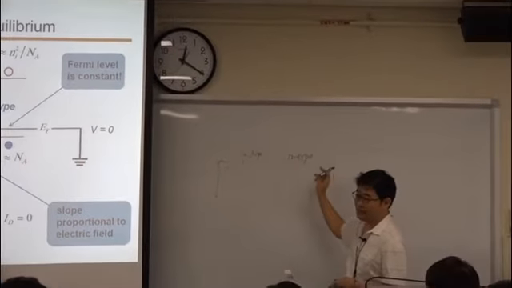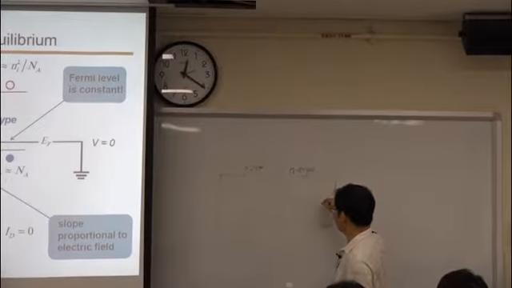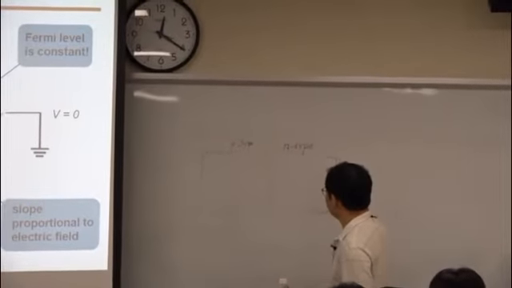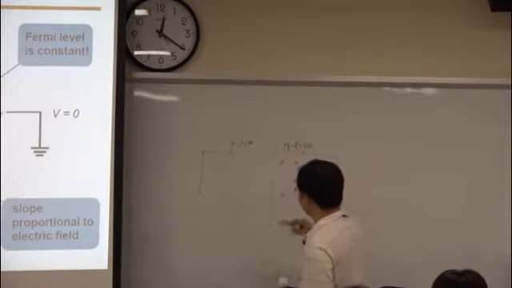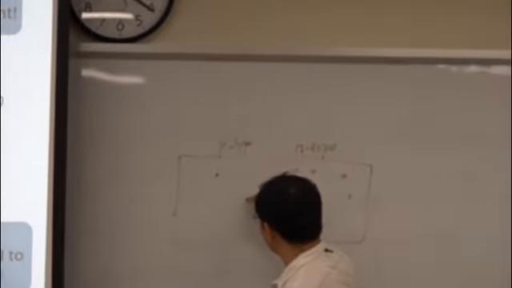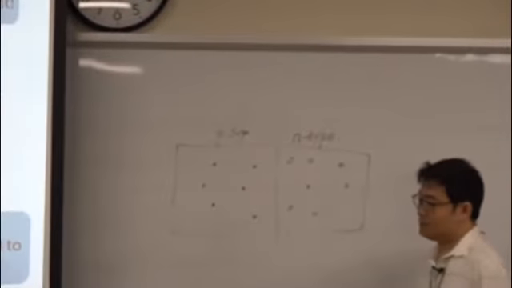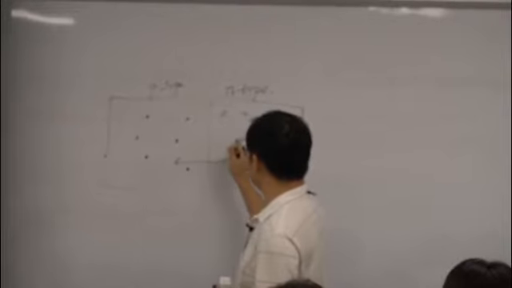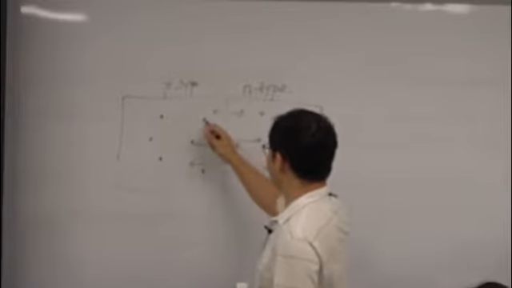Okay, so we have P-type and N-type, and N-type semiconductor will have an excessive number of electrons. So let's say the electron is here. But P-type has an excessive number of holes here. So based on the deviation of the concentration for each of the electrons and holes, electrons will move to the P-type. On the other hand, holes will move to the N-type.